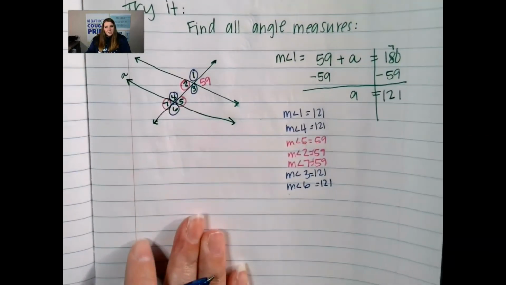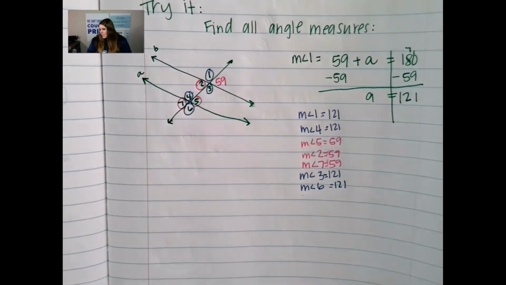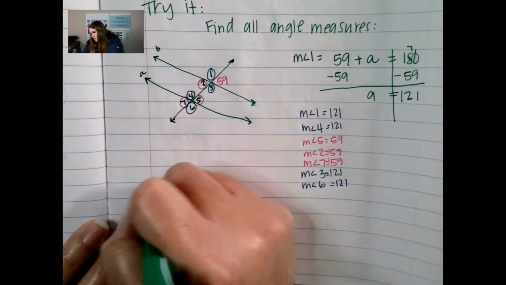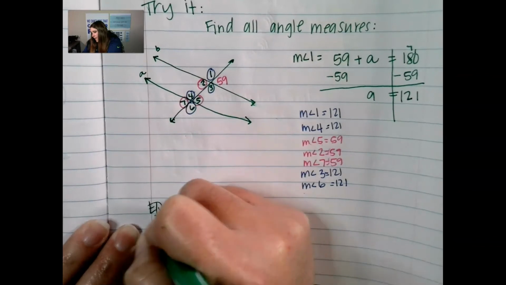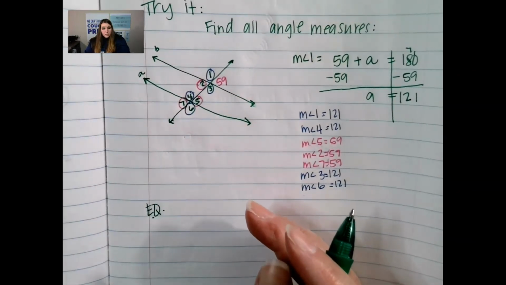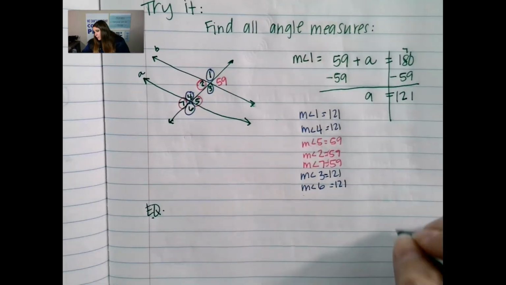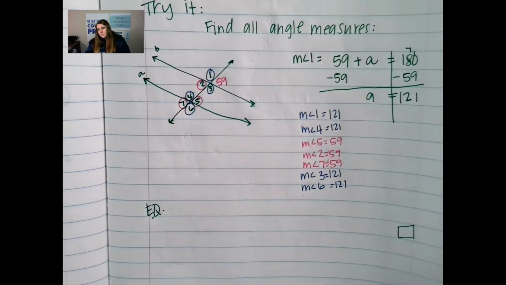All right, how did you do on your try it? And go ahead now and answer your essential question. How do you find angles when you are working with corresponding angle measures? And then put your rating in a box somewhere. Where are you at with your learning? If you need help, please come back to the Google Meet and ask for help. Otherwise, you can go on to Big Ideas and do your practice work.